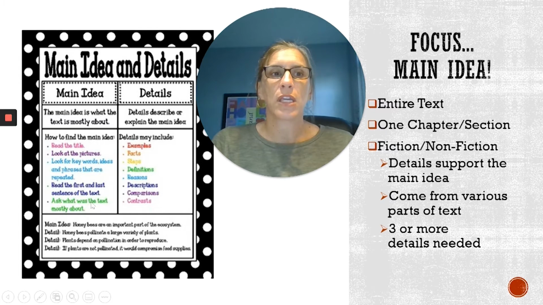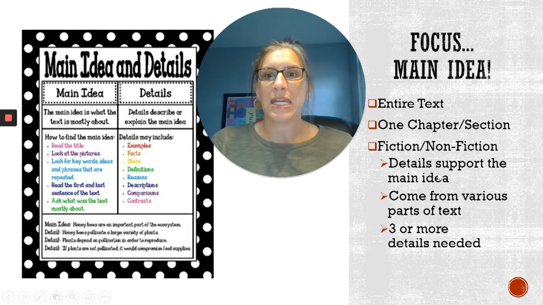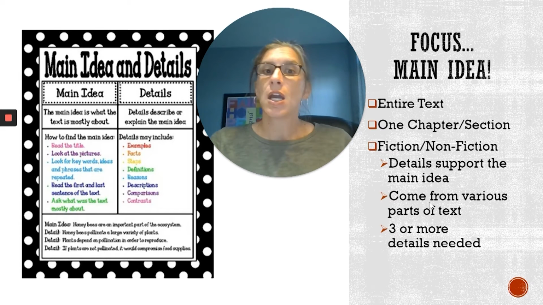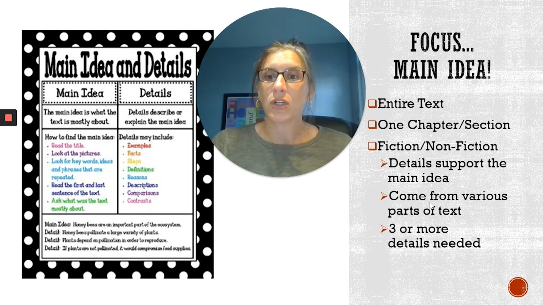So my chart over here is explaining the difference between main idea and things we can look at to find main idea, and then details. So details support the main idea, where main idea is what the text is mainly about. When we find main idea, we need to make sure that we get it from various parts of the text, not just one little portion. So if it's even a section, you need to find it from different paragraphs in that section. And then you need 3 or more details to support your thinking.